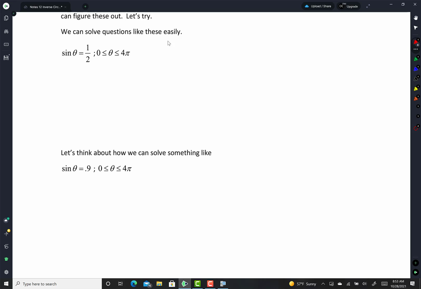I'm going to write theta equals arc sine a half. Notice that I didn't write plus minus. I did not write plus minus because that is specifically a property of cosine. Cosine of pi over 6 is square root of 3 over 2. Cosine of negative pi over 6 is square root of 3 over 2.